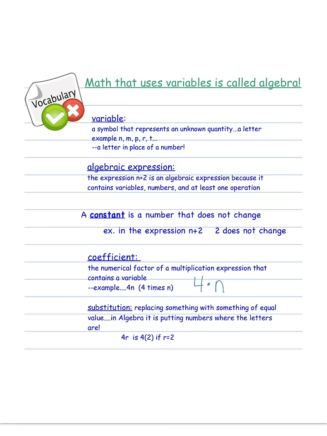Okay? And our last word here, substitution. That means replacing something with something of equal value. In algebra, it is putting numbers where the letters are. So for example, if we had 4r, which again, the coefficient tells us that we are multiplying 4 times r. Alright, if r were to equal 2, we would plug in 2 for our variable of r, and then we would have 4 times 2.